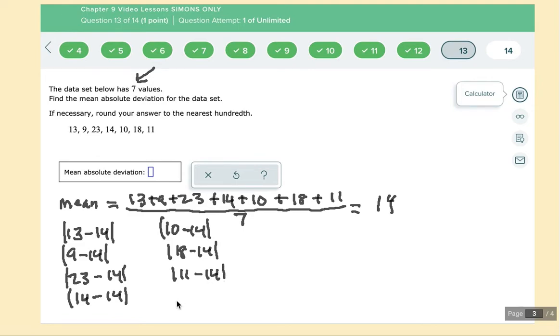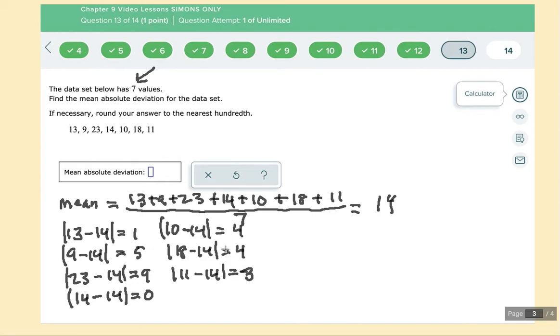If you need to do these with a calculator because your integers aren't real strong, that's fine. Otherwise, if you know 13 minus 14 is negative 1, the positive of that is 1. 9 minus 14 is negative 5, the positive of that would be 5. 23 minus 14 is already positive. It's 9. 14 minus 14 is 0. 10 minus 14 gives you negative 4, which becomes positive because of the absolute value signs. 18 minus 14 is positive 4 already, so we leave it. And 11 minus 14 gives us negative 3, which I started to write down until I realized I needed to make it positive.